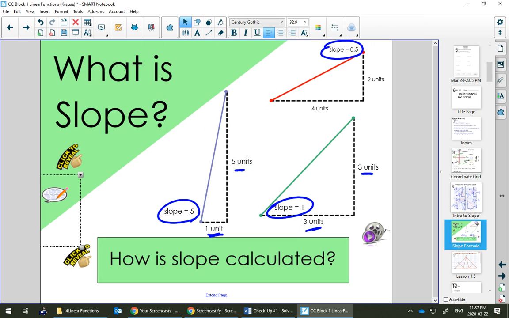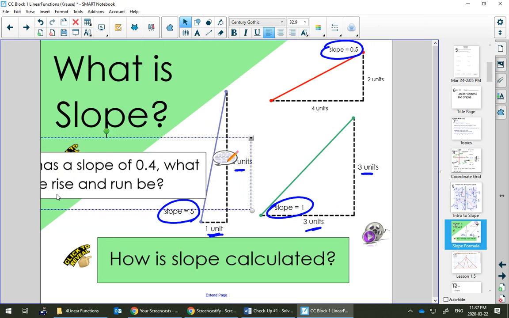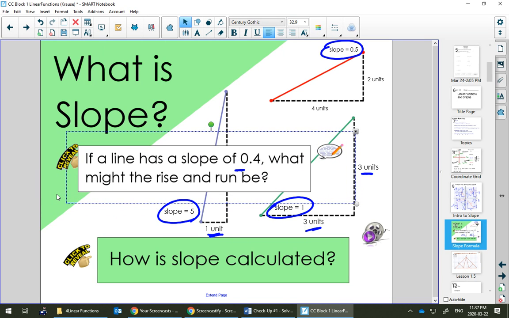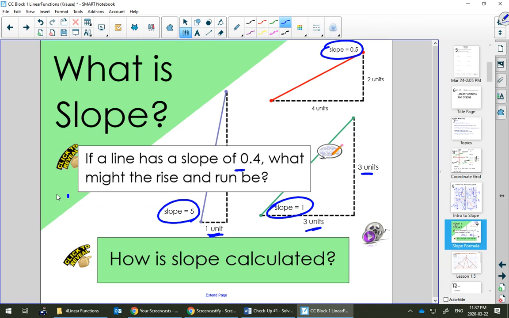Now, a question that you could be asked sometimes might be something like this. If a line has a slope of 0.4, what might the rise and run be? So in other words, what are 2 numbers that divide to give me 0.4? Well, one example might be 4 over 10. Another example might be 2 over 5. Or 8 over 20. Any numbers that have a rise over run that would give me a decimal of 0.4 would be valid answers.